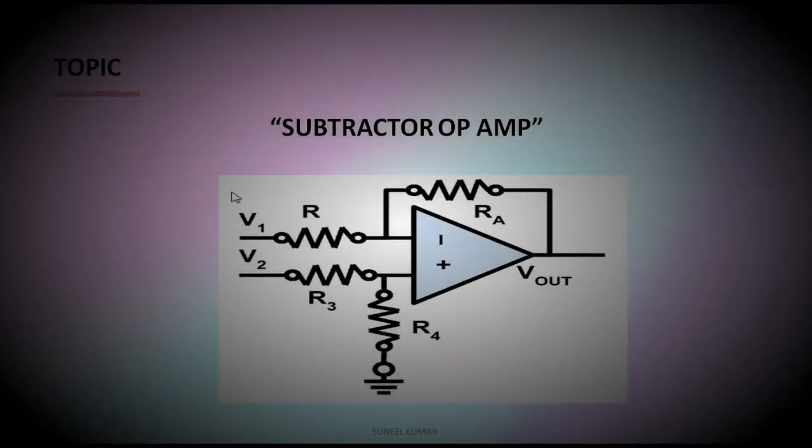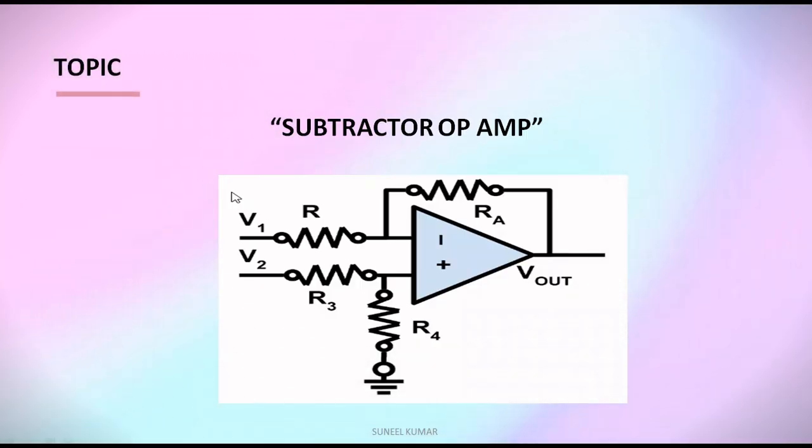Hello, welcome to the series of linear integrated circuit, and we are going to discuss about subtractor op-amp. Basically, this is a kind of differential amplifier because we have input at both of the terminals, inverting terminal as well as non-inverting terminal. Means these voltages are connected to both of the input terminals of the operational amplifier. So we can say this is a kind of differential amplifier.